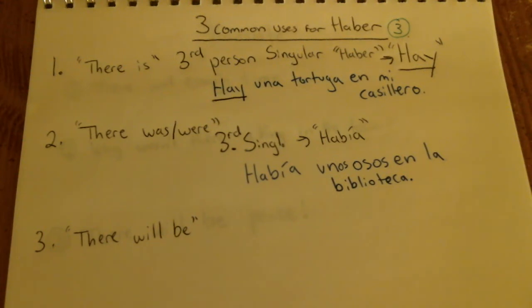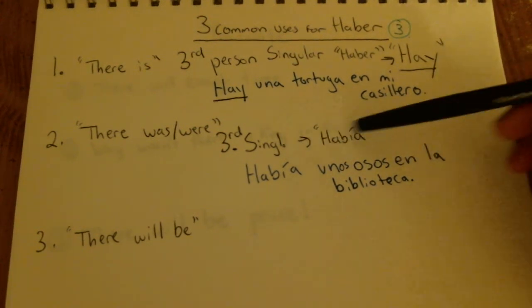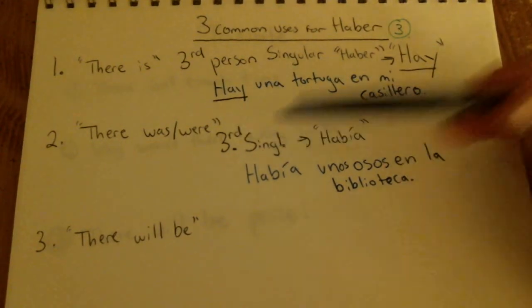I don't know why this school is getting overrun by animals, but it's probably because it's in Canada. But anyway, this is an example of using the past tense form of hay, or in other words, the past tense form of third person singular haber to say there was or there were.